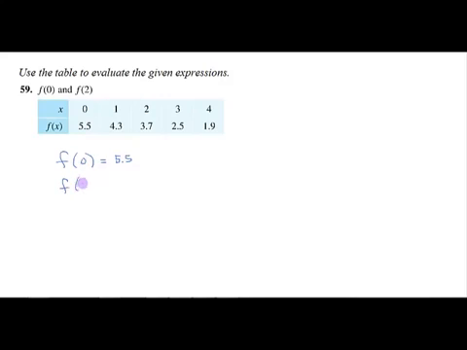How about f of 2? If I have f of 2, then it's telling me the x is 2, and the f of x when x is 2 is 3.7. I have the point (2, 3.7). You can see that right in the table.